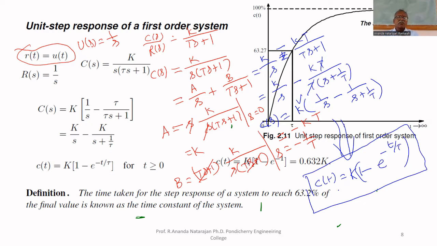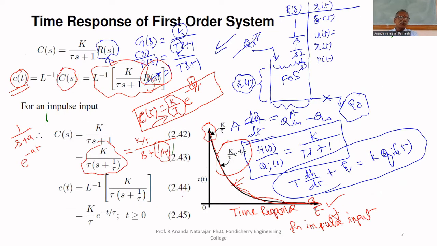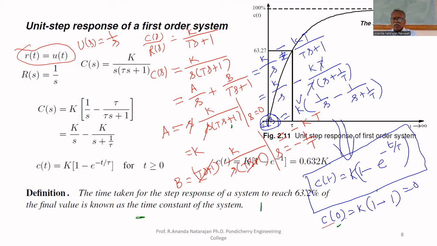To plot this, we have to vary t from 0 to infinity. If you substitute t equal to 0, C of 0 equal to K multiplied by 1 minus e power 0, which is 1 minus 1, equal to 0. So it starts at 0. The impulse response starts at K by tau. Here, you can see that the step response starts at 0.